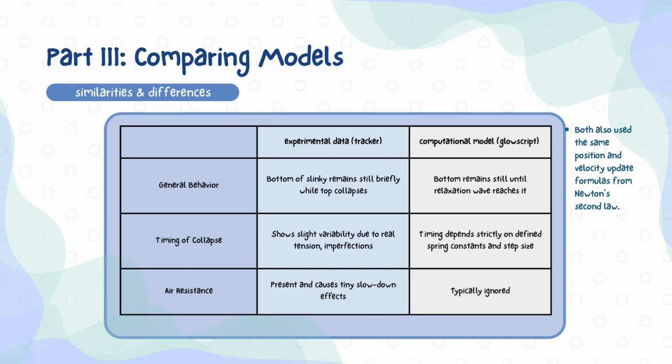For the computational model, the timing depends strictly on defined spring constants and step size. For air resistance, in tracker it was present and it may have caused tiny effects, but for the computational model and glow script, it's typically ignored. Both also use the same position and velocity update formulas from Newton's second law.